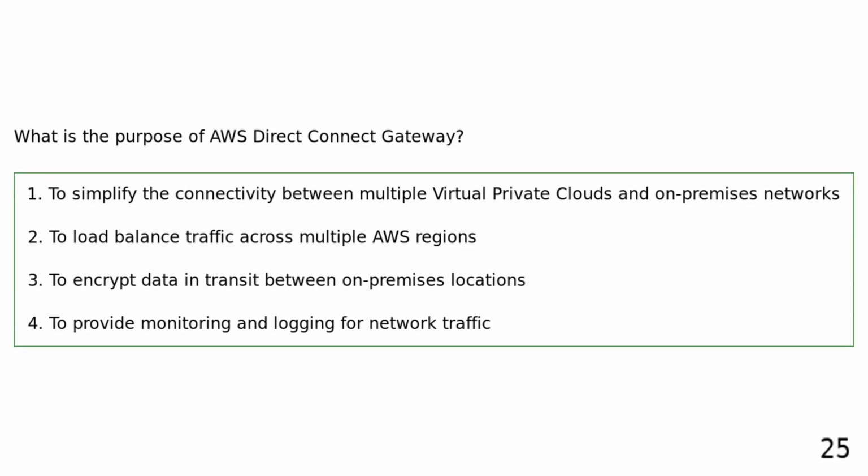What is the purpose of AWS Direct Connect Gateway? To simplify the connectivity between multiple virtual private clouds and on-premises networks. To load balance traffic across multiple AWS regions. To encrypt data in transit between on-premises locations. To provide monitoring and logging for network traffic.